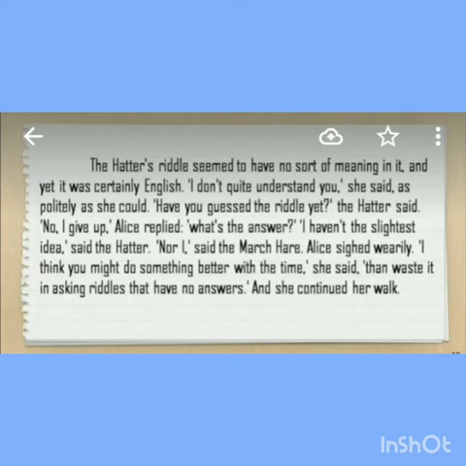"Nor I," said the March Hare. Okay, so I don't have any idea. Alice sighed wearily. Wearily means tired. "I think you might do something better with that time," she said, "than waste it in asking riddles."